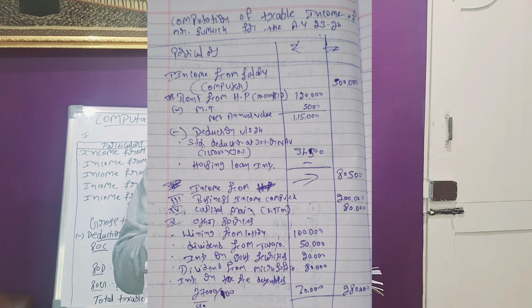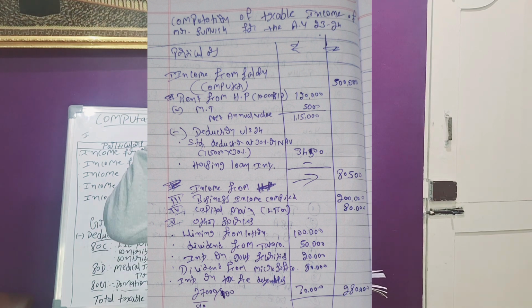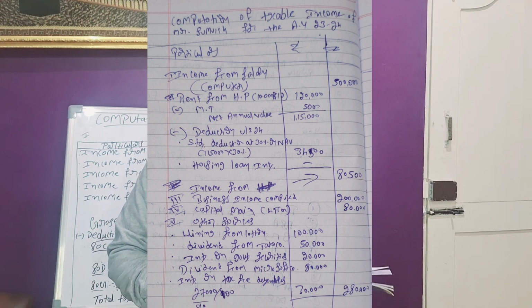Then after that, income from other source: winning from lottery rupees 1 lakh, dividend from Tata Company rupees 50,000, interest on government securities rupees 20,000, dividend from Microsoft Company rupees 80,000, interest on tax free debentures. See here, tax free debentures they have given. So what you have to do? You have to do the gross up. 27,000 divided by 90 into 100, you are going to get 30,000. Make the total of all this: 1,50,000, 20,000, 80,000, 30,000. We are going to have 2,80,000.